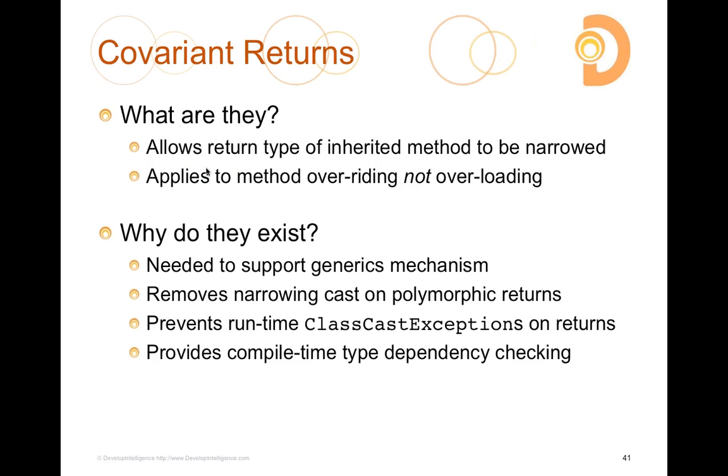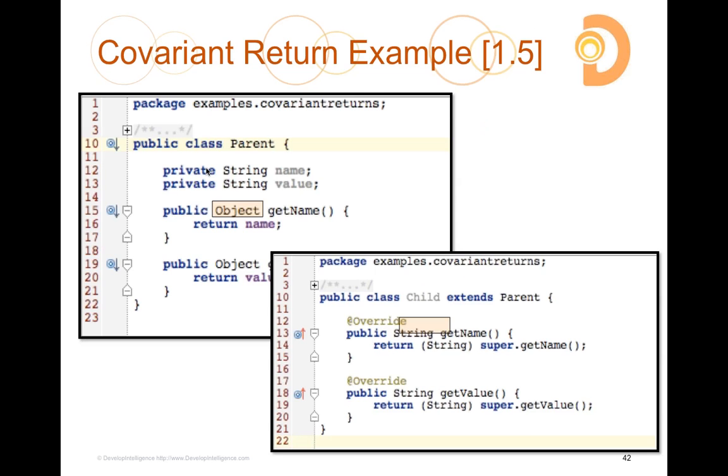Covariant returns. The idea behind this is that, based on the strong typing of the Java language, if I have a child method overriding an inherited method, there are certain circumstances where I want that child method to narrow the return type. Covariant returns give me the ability to do that, and have all of the method mechanisms and all of the casting mechanisms work properly.